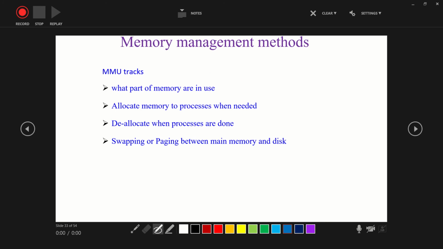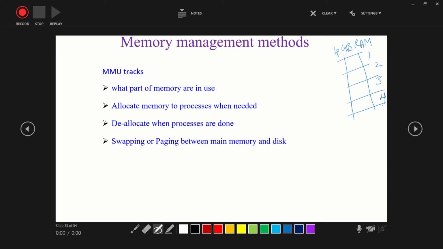In the memory management system, what is the work of the memory management system? That is the thing we are going to consider. What part of the memory is used? Suppose you have a 4 GB RAM. This memory can be split like this. What part of the memory are we going to use? Assume 1, 2, 3 and 4.